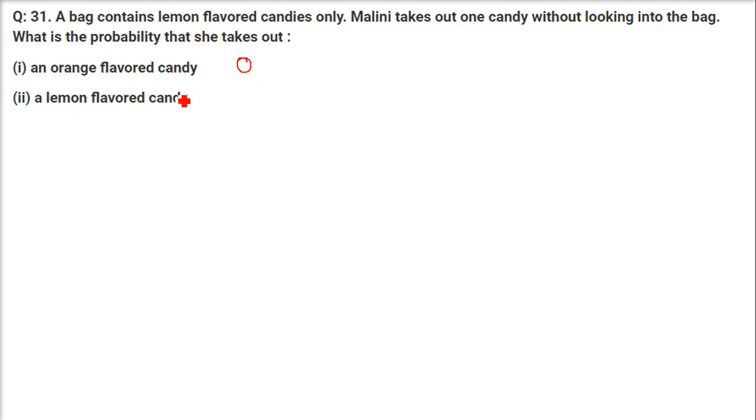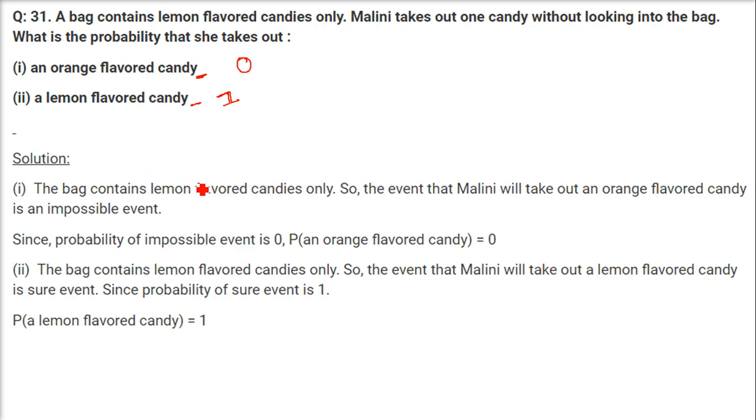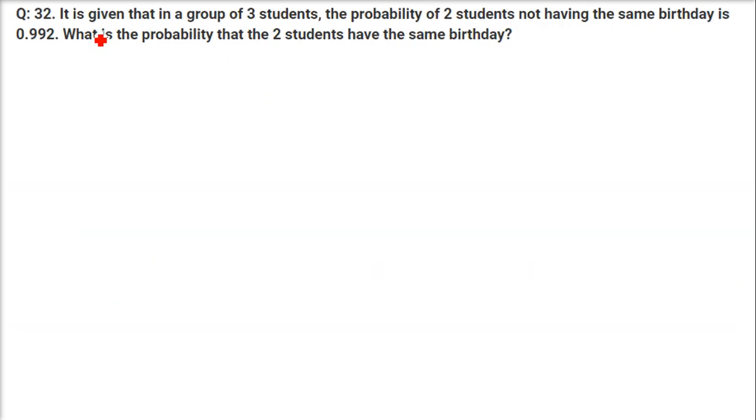What is the probability of a lemon flavored candy? All the bag has is lemon flavored candy. You can only get a lemon flavored candy from there always, even if you pick any candy, because there are only lemon flavored candies. So the probability is 1. This is called the sure event, and the other is called the impossible event. This is the solution you have to write in your exam or assignment, exactly like this.